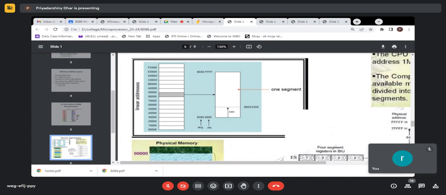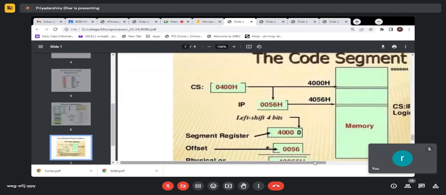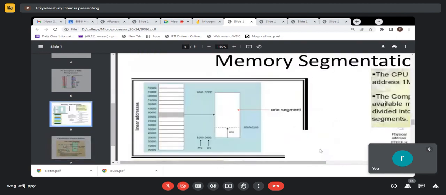The 8085 microprocessor had no segmented address. Clear? Now the 8086 microprocessor has a segmented address because segmented memory is present. Now next one, how to calculate this physical address.